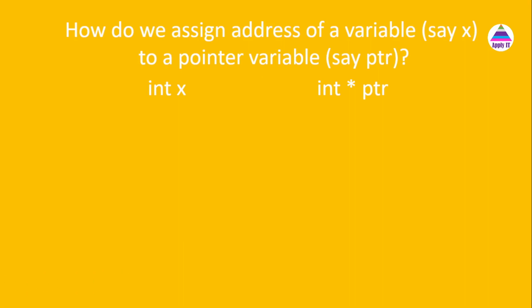So how do we assign the address of a variable, say x, to a pointer variable, say ptr? We have this integer variable x and we have one pointer variable of matching type, which is integer star. How do we assign the address of variable x to ptr? So we write ptr is equal to address of x.